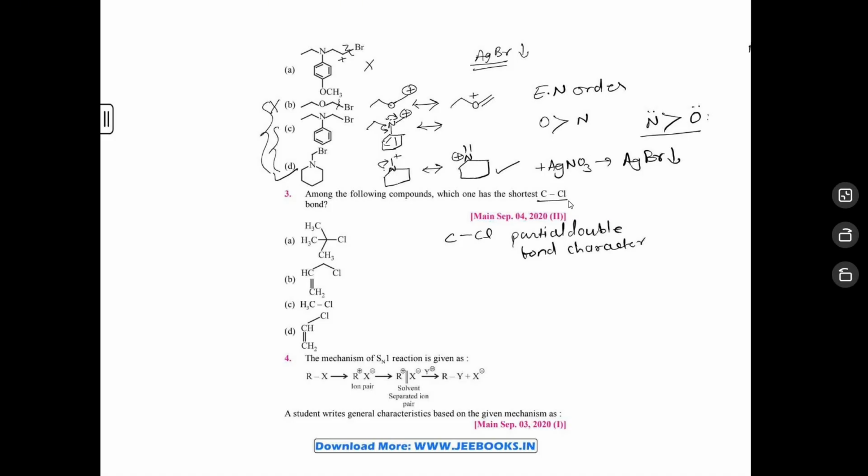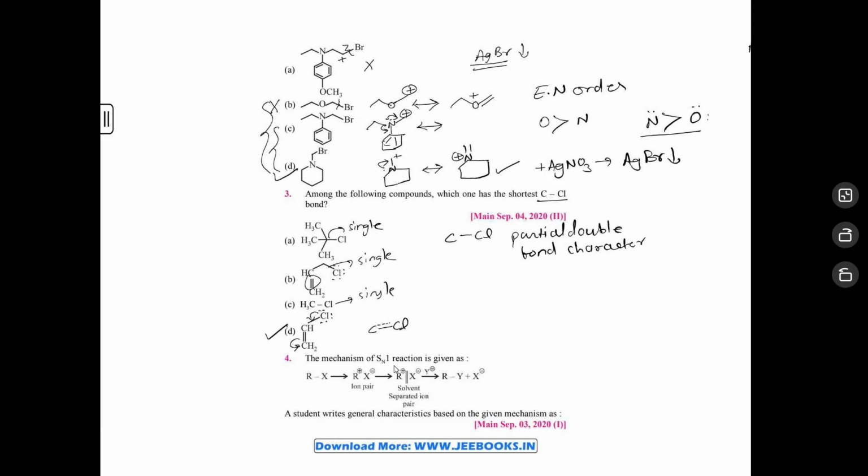If you see in this compound, in this case you have only single bond character. In this case also, the lone pair of this halogen is not in conjugation with this pi. Therefore it also has single bond character. Here is the same, but in this case the lone pair of the halogen is in conjugation with this pi bond. Hence here carbon and chlorine have partial double bond character. So therefore the bond length in option D will be shorter. So the correct answer is D.